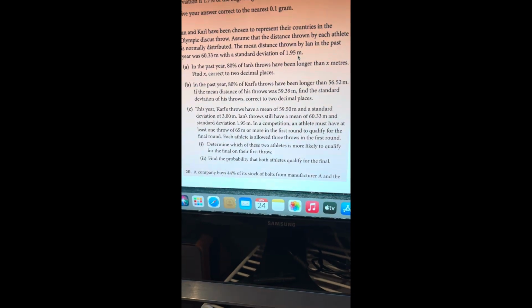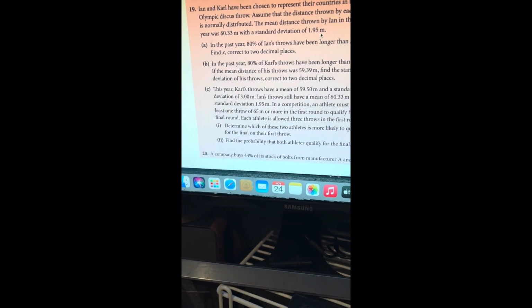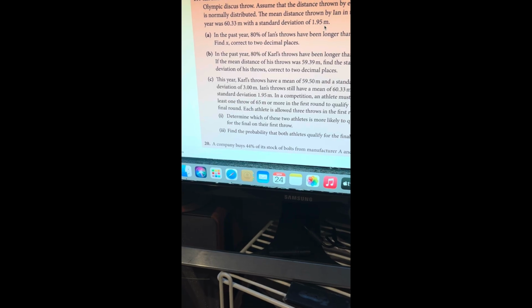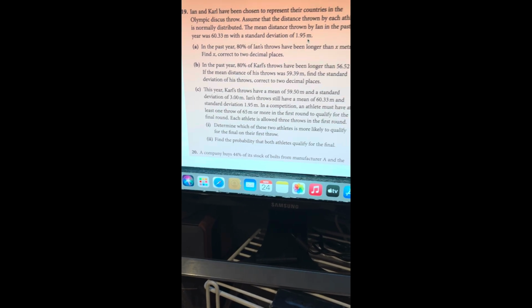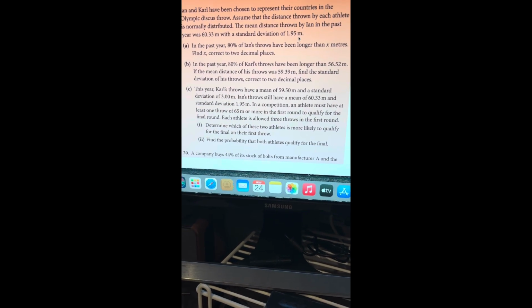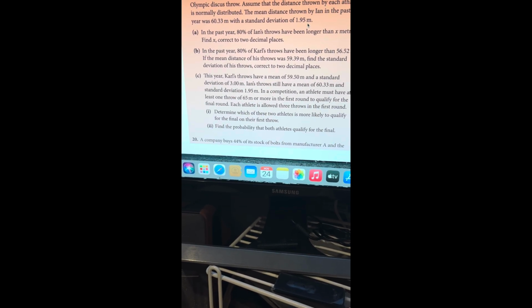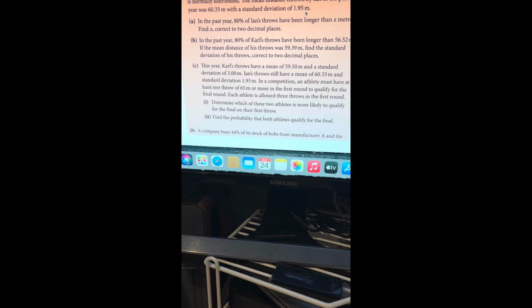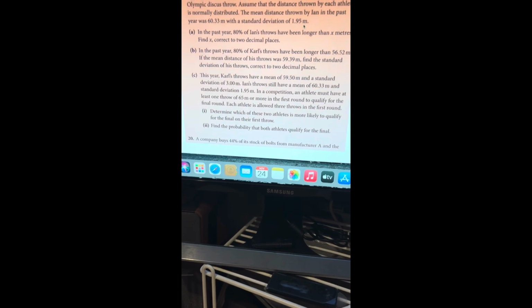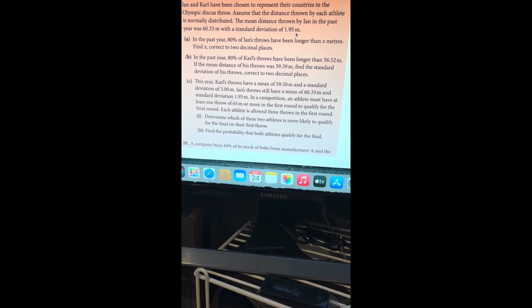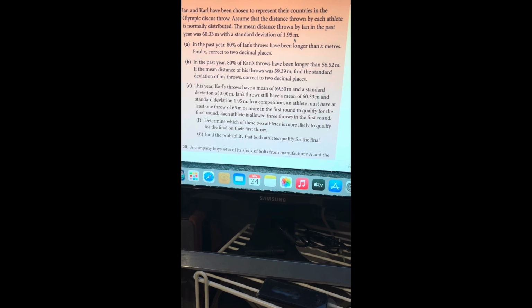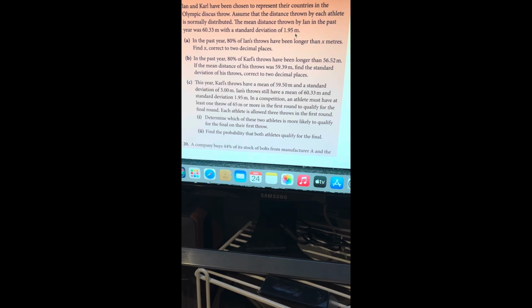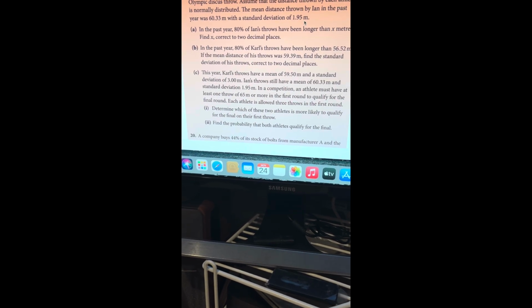Part C is tricky. Here's where the sneakiness comes in with IB. Carl's throws have an average of 59.5, just writing this down as I go, and a standard deviation of 3. So new year, new stats. Ian has actually the same stats, 1.95, yep, so Ian is the same as up above.